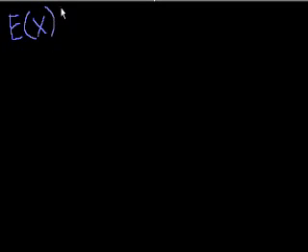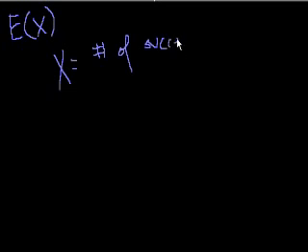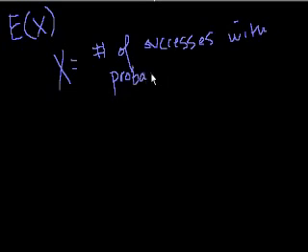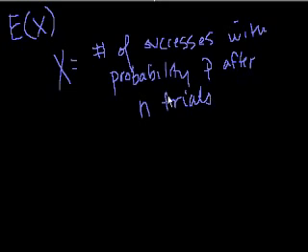In this video, we'll find a general formula for the mean, or actually for the expected value of a binomial distribution. So if we say that the random variable x is equal to the number of, I don't know, we could call it successes, the number of successes with probability p after n trials.